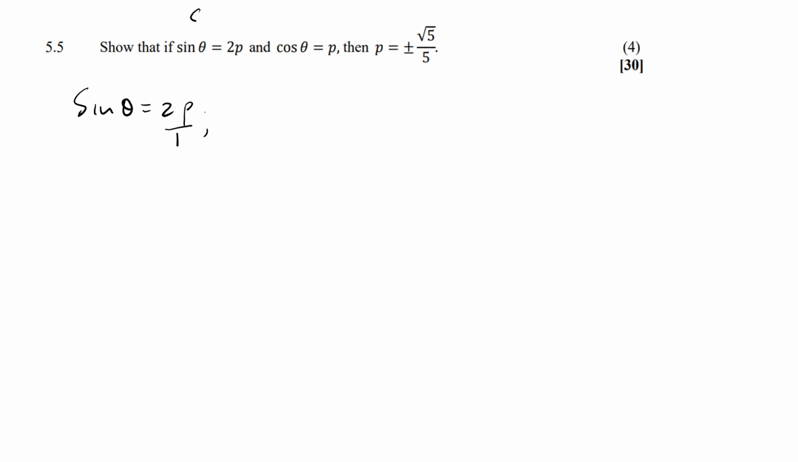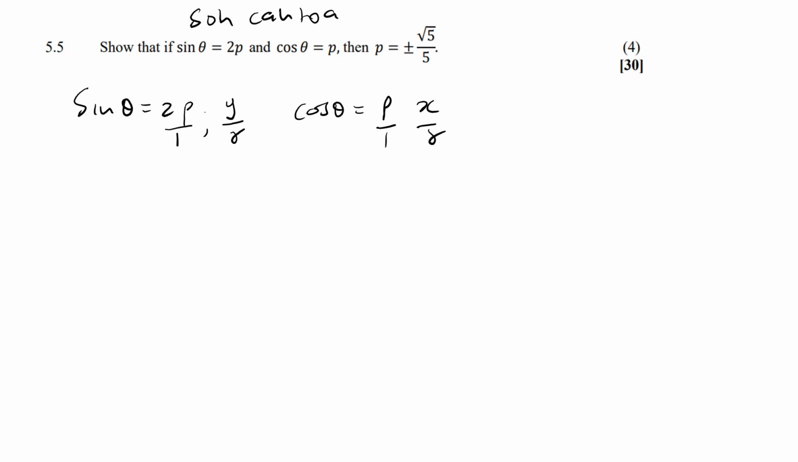So according to cut 2, what is sine? Sine is opposite, which is y, over hypotenuse. Listen, they say if sine is this and you are given the cos of theta, which is p, remember it's all over 1, it's adjacent over hypotenuse. So you know what your x is, you know what your r is. Then they want us to prove that p is plus or minus root 5 over 5.